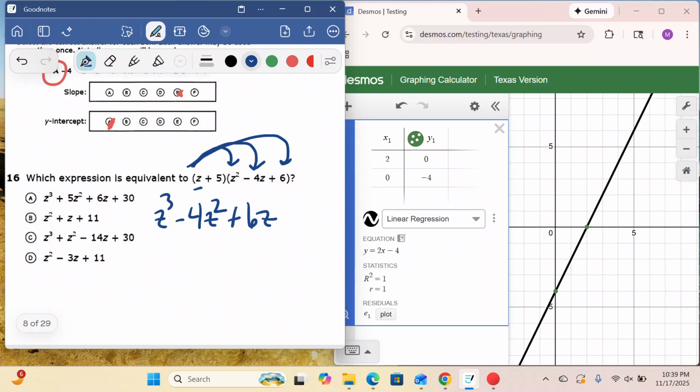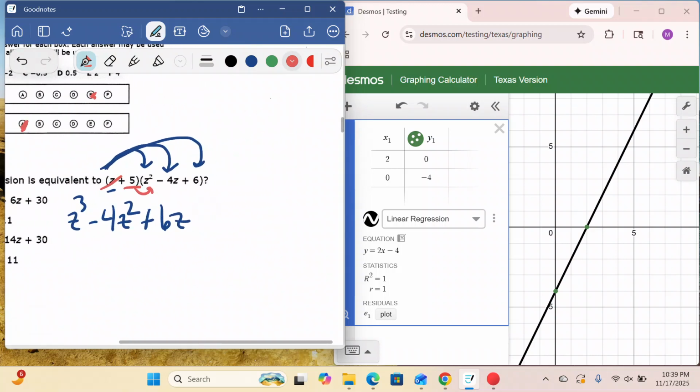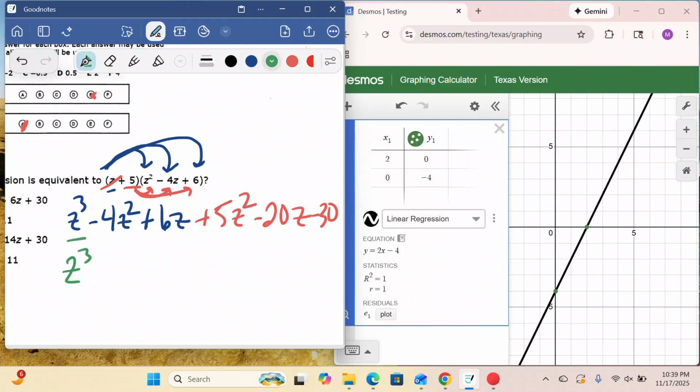But I'm not done. I finished the first term. Now I've got to distribute the 5 into this one, and into that one. So +5 times z squared is +5z squared. And then +5 times -4z is -20z. And the last one, +5 and a -6, is a -30. So I'm going to underline the z cubed. Is there any other z cubed? No. So that is the answer, z cubed by itself.